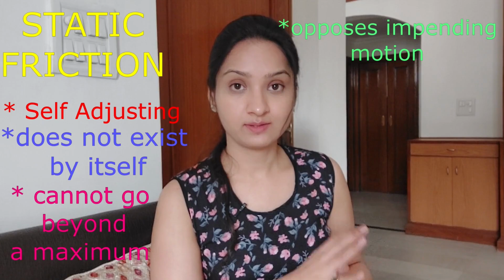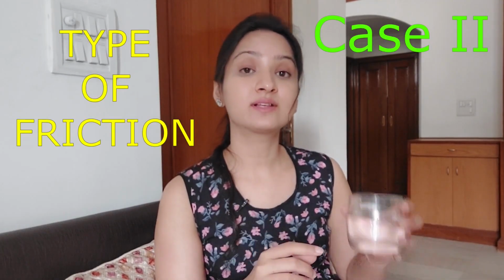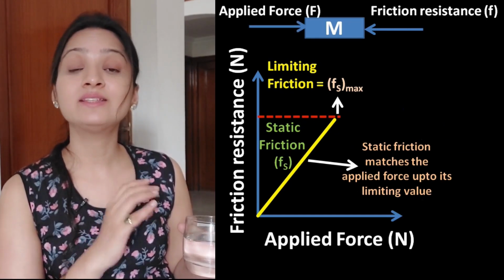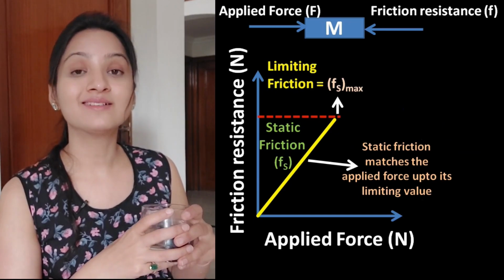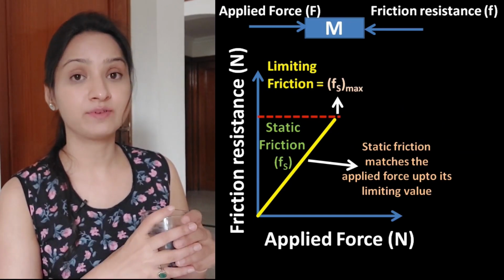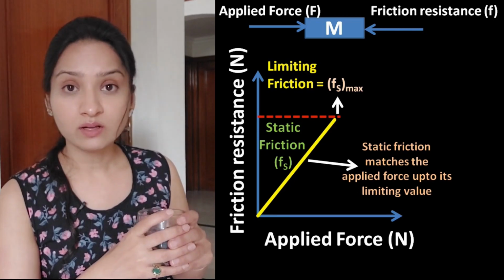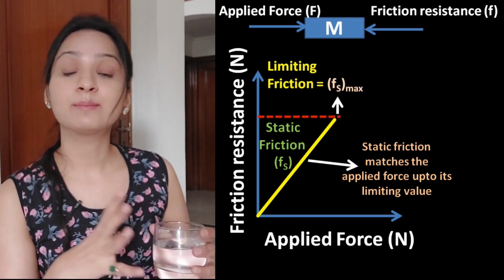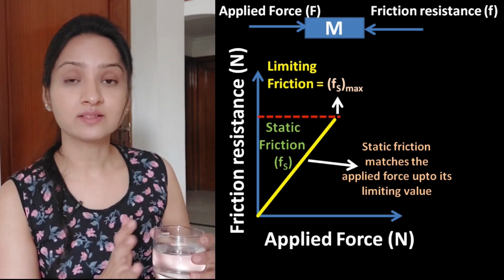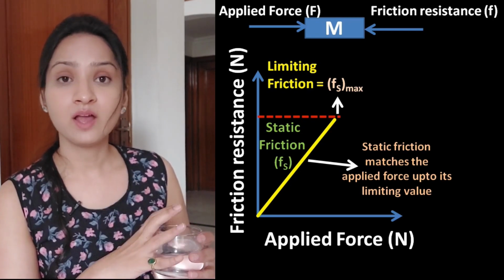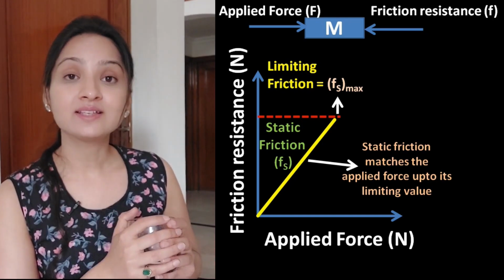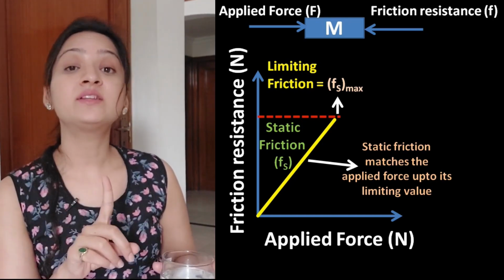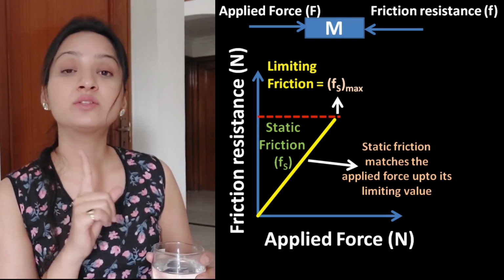And whenever this is less than mu s times n, in that case there will be no relative motion of the two objects. However, in the second case, wherein this glass was moving on this surface, the applied force is increased beyond this maximum amount of static friction. If I increase the external force beyond this Fs max, what will happen? Let us suppose that 12 Newton was the maximum force that static friction could oppose, and I am now applying an external force of 15 Newtons.